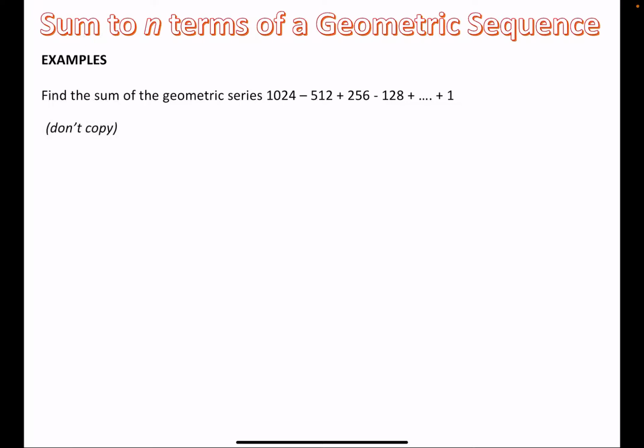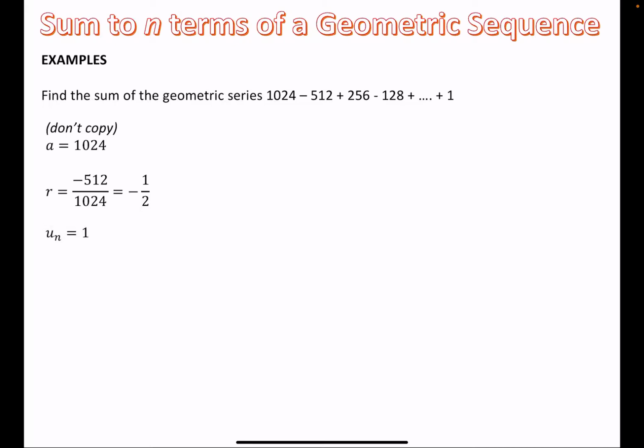Okay, so don't copy this, but this is just showing you where you might try and tackle this question, and thus why it would go wrong. So you know the first term, and you know the common ratio is minus a half, but it's the fact that this is minus that's going to cause us some problems. So if you're doing questions like this yourself, you want to keep an eye out for when it's minus.